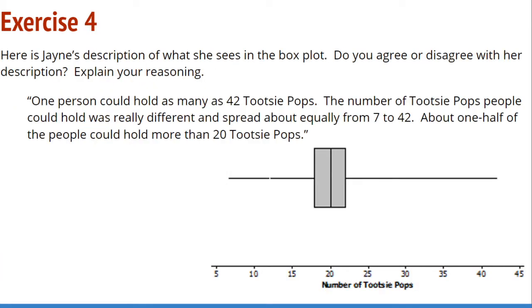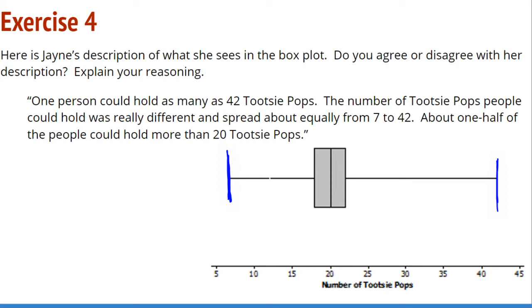So here's Jane's description of what she sees in the box plot. Do you agree or disagree with her description, and explain your reasoning? She says one person could hold as many as 42. The number of Tootsie Pops people could hold was really different and spread out about equally from 7 to 42. About 1/2 of the people could hold more than 20 Tootsie Pops. So is Jane's statement correct?